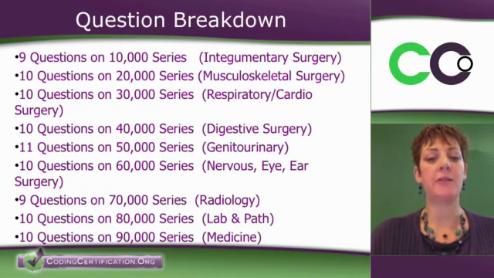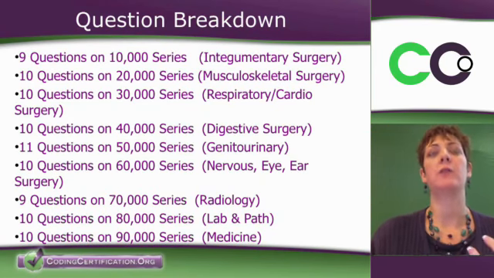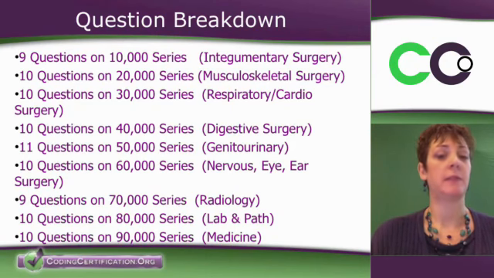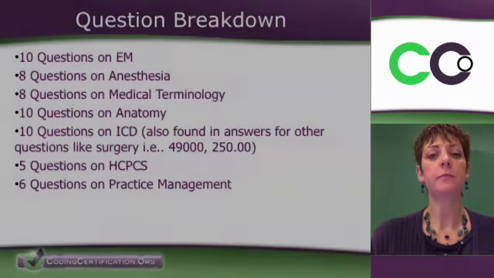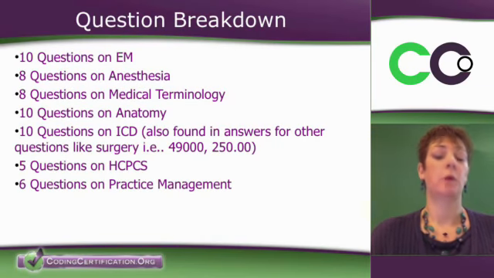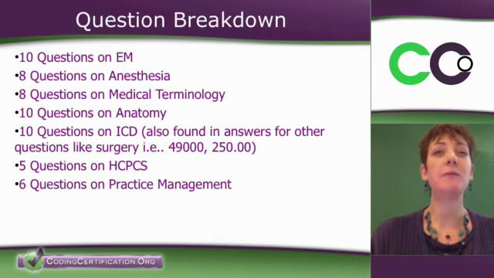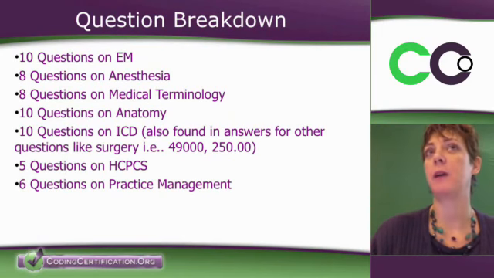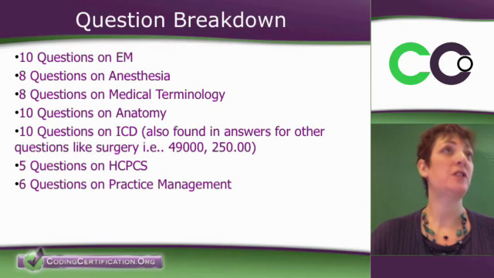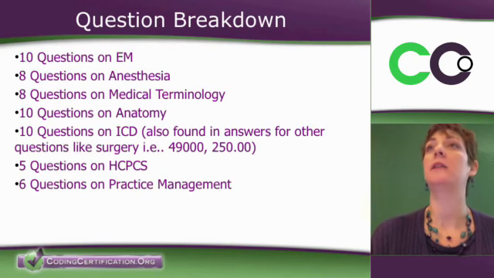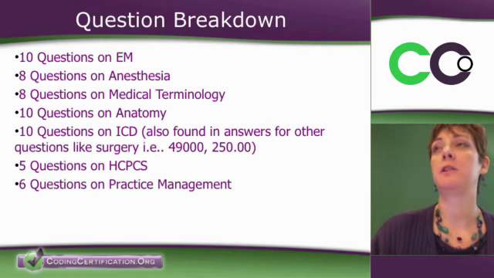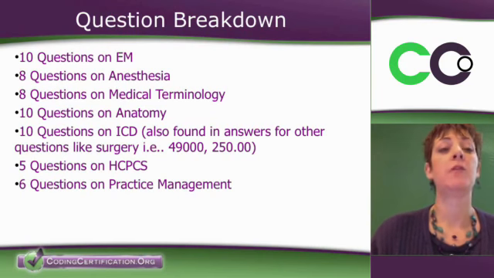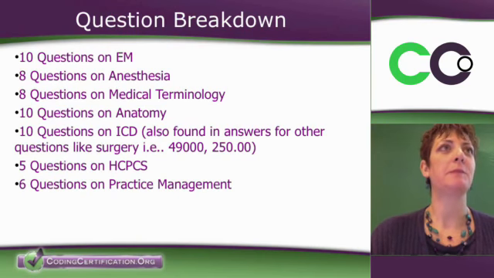And then after the surgery, we've got 10 questions on radiology approximately, 10 on path and lab, 10 on medicine. Okay, that's a CPT book. Then 10 on E&M, approximately 8 on anesthesia, 8 on medical terminology, 10 on anatomy, okay? So right there, 18 questions, maybe about 20, are on understanding medical terminology and anatomy. Now, those are the ones where you normally can pick up some speed. Hopefully you can get those done quickly.